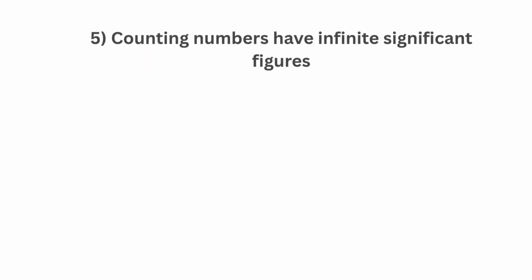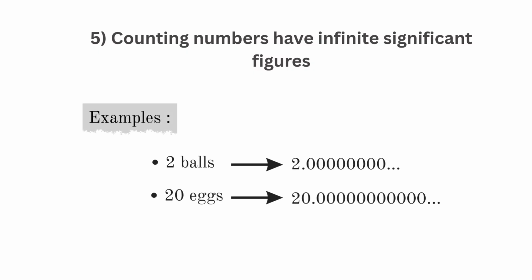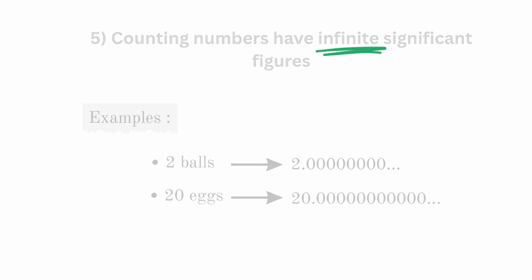Rule number 5. Counting numbers are different. Examples include 2 balls or 20 eggs. These numbers are counted exactly, not measured. Therefore, they have an infinite number of significant figures.